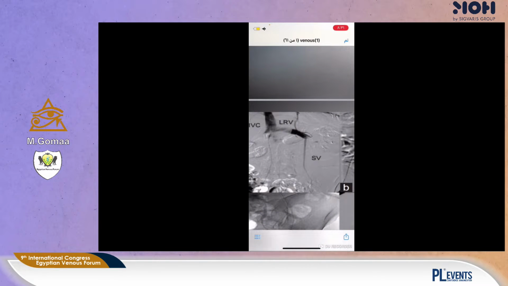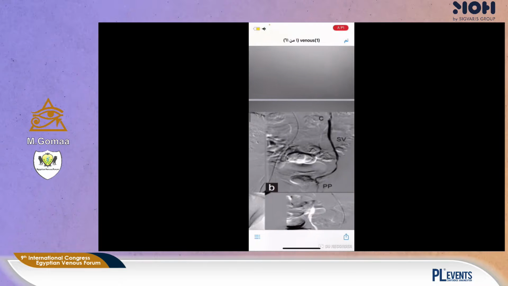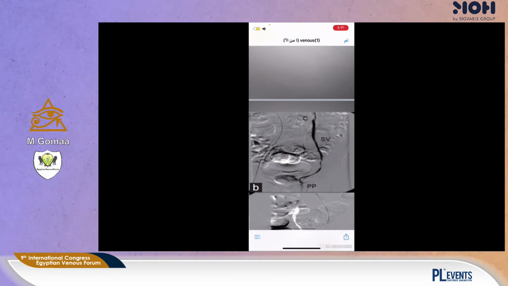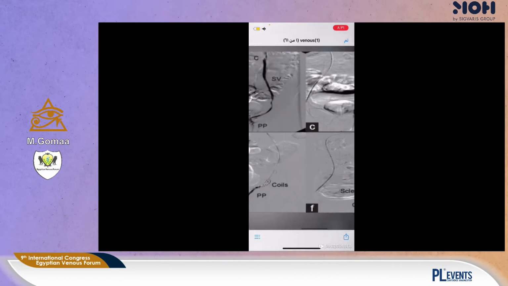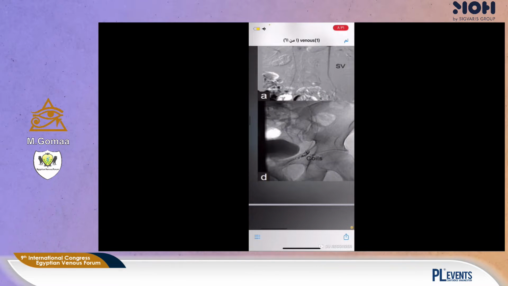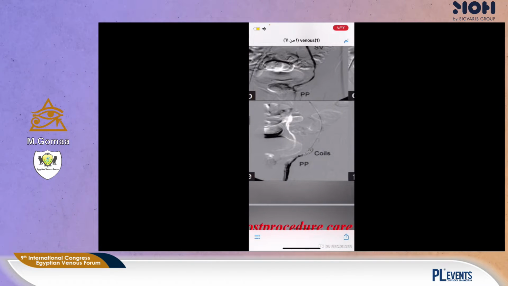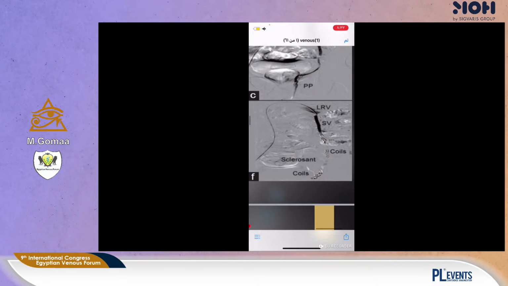cannulation of the left spermatic vein from the right femoral access, and in picture B we show phlebography of the left gonadal vein. In picture C we show phlebography of the left gonadal vein with testis and collaterals between right and left gonadal. In picture D we show coiling of the left spermatic vein. In picture E we show the coiling followed by embolization followed by coiling, which is called the sandwich technique. In picture F, we show complete obstruction of the left gonadal vein after coiling.